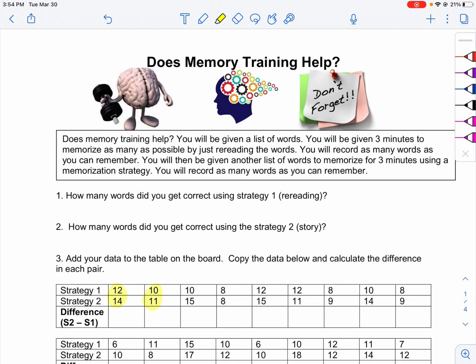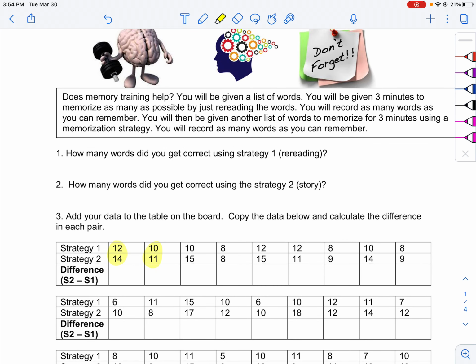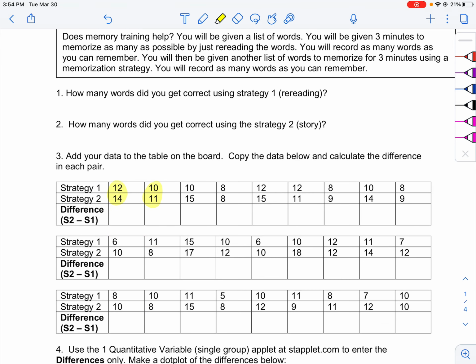So it looks like a lot of students memorized more words using strategy 2, the story. But not all, of course. Some students memorized more words in strategy 1 than in strategy 2, like this kid right here, more words in strategy 1 than in 2. And this kid memorized the same number of words in strategy 1 and strategy 2.